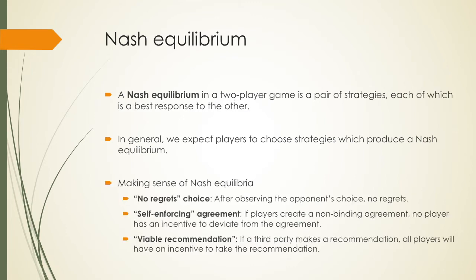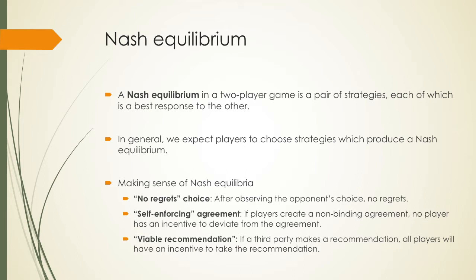Nash equilibria can be interpreted in the following ways. It represents a no regrets choice. Even after observing the opponent's choice, a player has no regrets for the choice they made. A Nash equilibrium can represent a self-enforcing agreement. Even if an agreement is non-binding, no player has an incentive to deviate from the agreement.